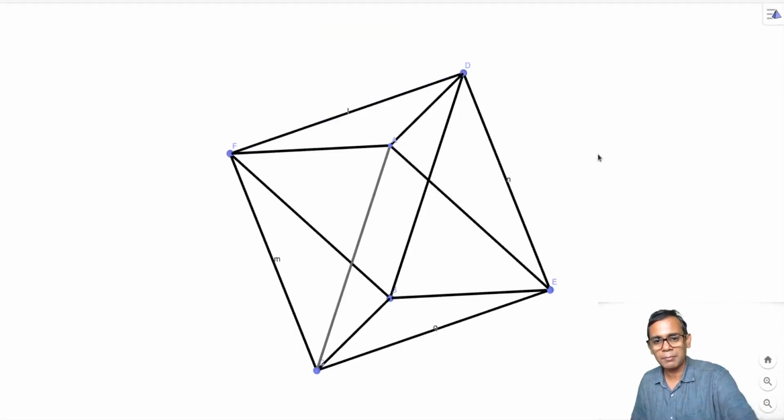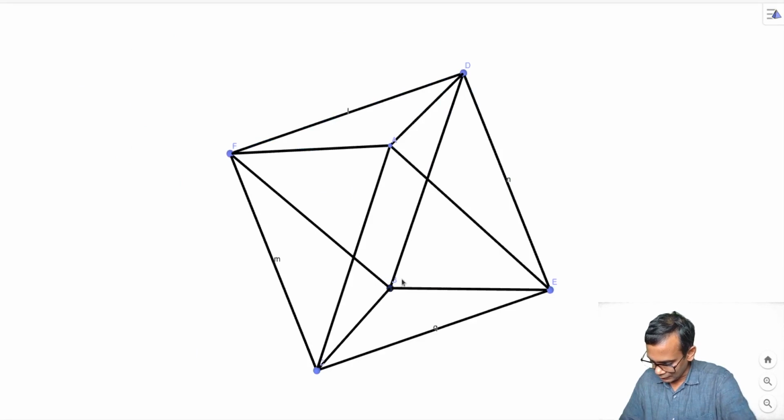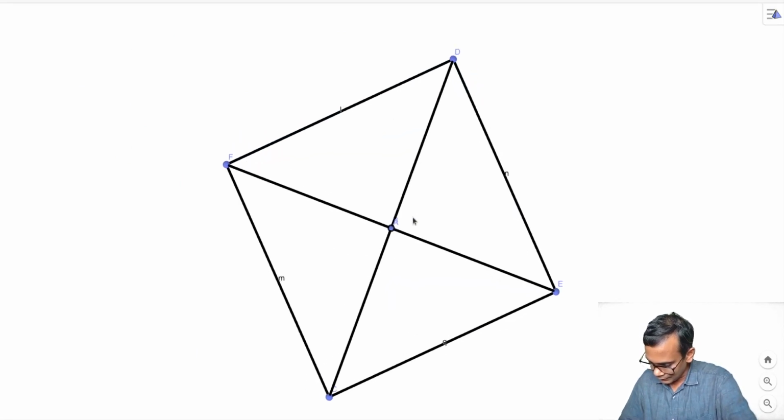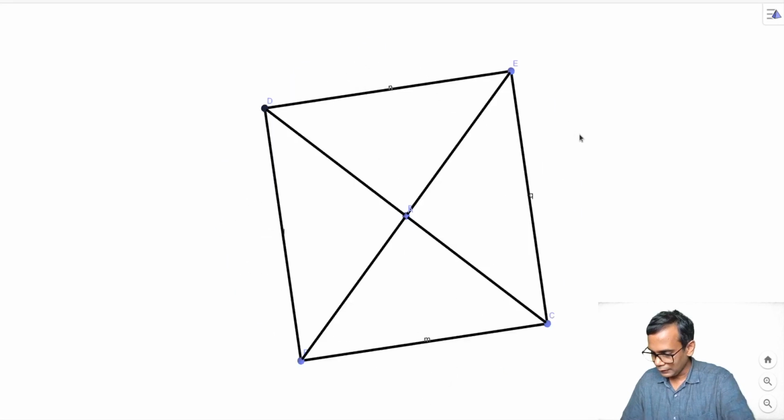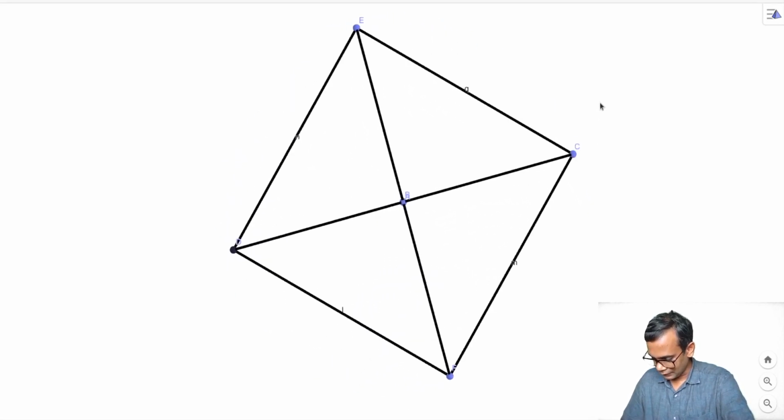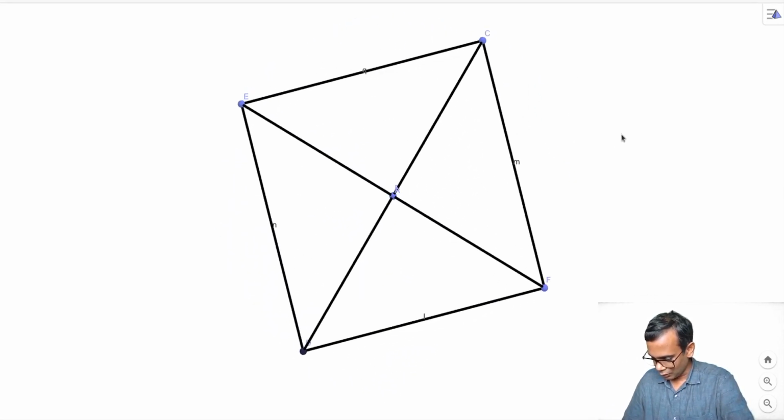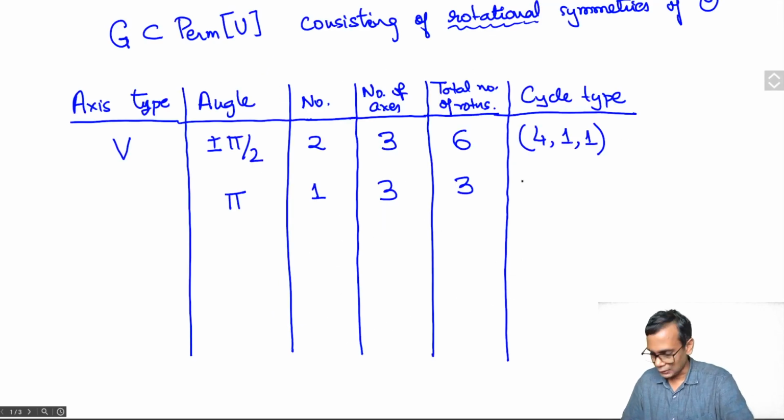And when you rotate it by 180 degrees, again the north pole and south pole are fixed, but this point here will get rotated to the point that is diametrically opposite to it. So we'll get 2 cycles of size 2 and 2 cycles of size 1.